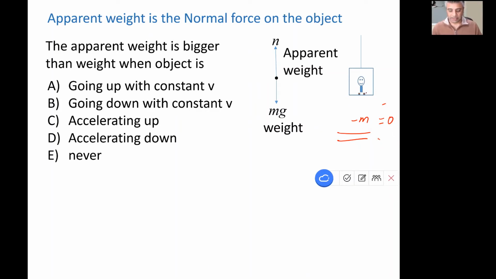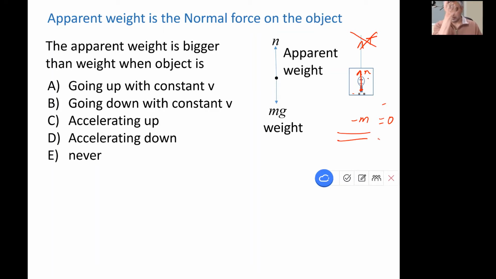So this person is, let's say, standing on the elevator. Last time we talked about tension on the rope. Now we are talking about the normal force on this person, not the tension, but the normal force, okay? So the object of interest is not the elevator anymore. The object of interest is the person.